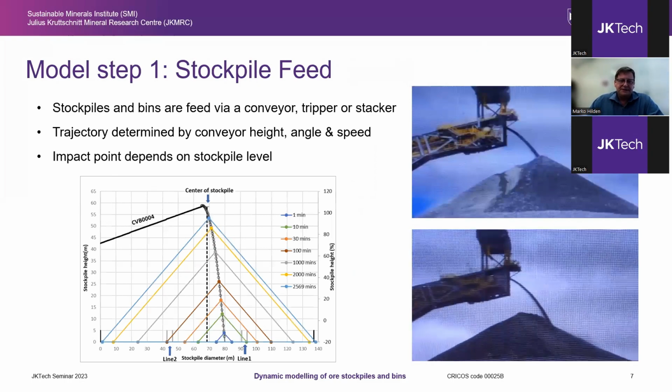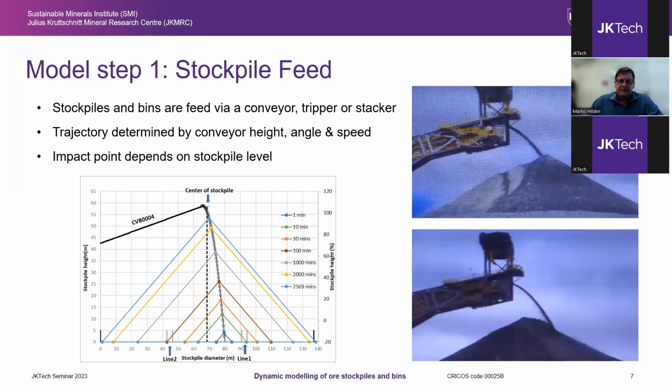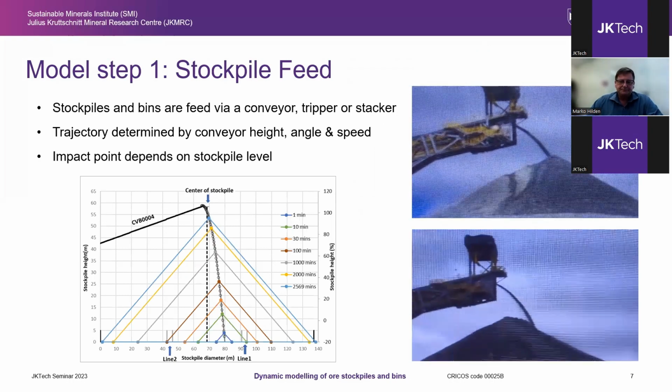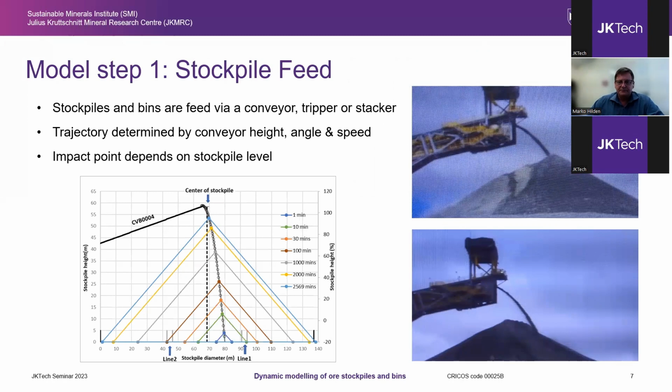So the first step involves adding a small amount of ore to the pile. So we estimate the position of the pile where the fresh feed is added using a trajectory model, for example, if it's from a conveyor. And stockpiles are usually fed from a conveyor, tripper, or stacker, and this feed point can vary over time as well. So depending on the state of the pile, how it's drawn down, the material can be landing on one side of the pile or the other, as you can see in these videos.